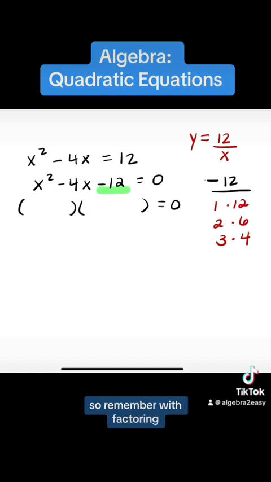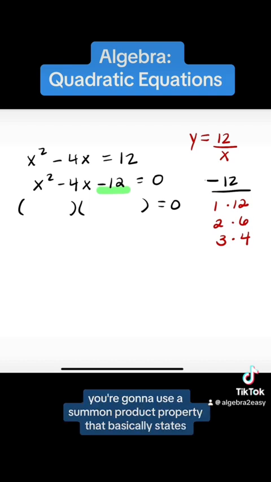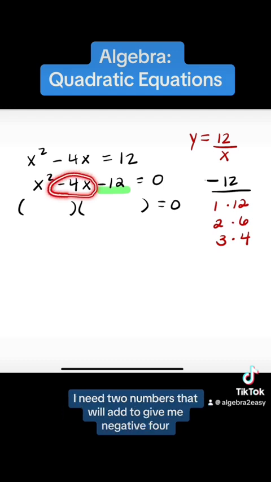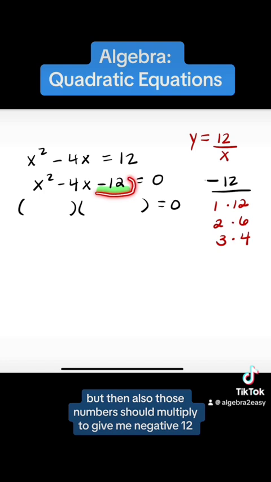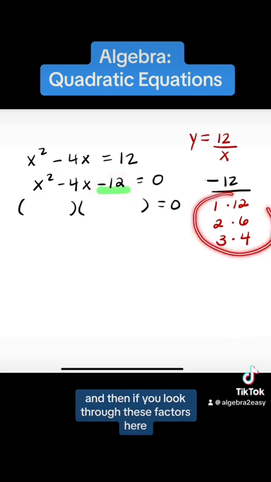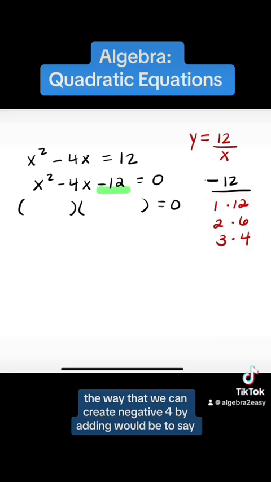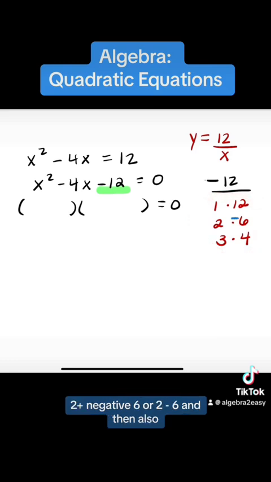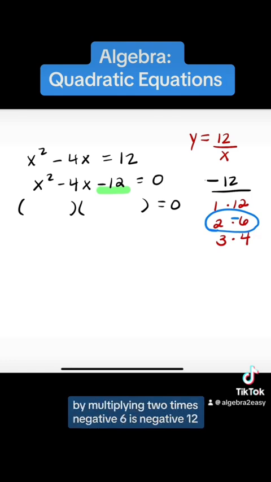So remember, with factoring, you're going to use the sum and product property that basically states I need two numbers that will add to give me negative 4, but then also those numbers should multiply to give me negative 12. And then if you look through these factors here, the way that we can create negative 4 by adding would be to say 2 plus negative 6, or 2 minus 6. And then also in order to make negative 12 by multiplying, 2 times negative 6 is negative 12. So we have x plus 2, and then we have x minus 6.